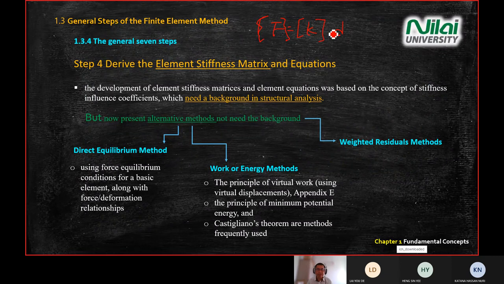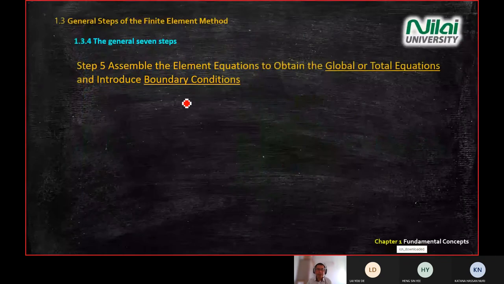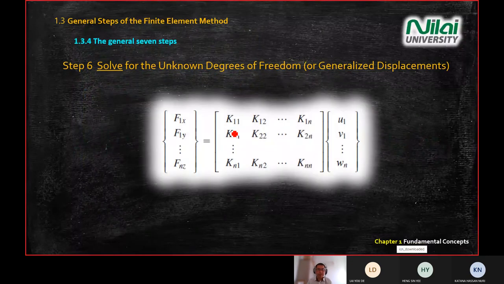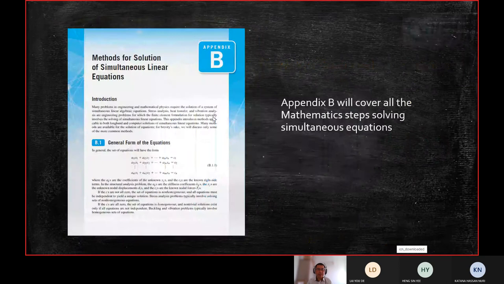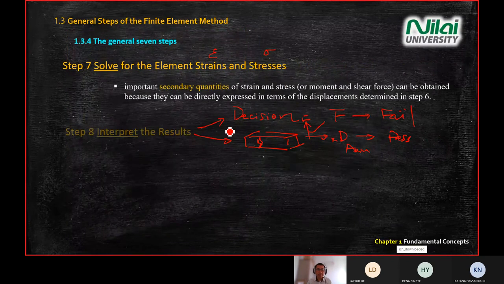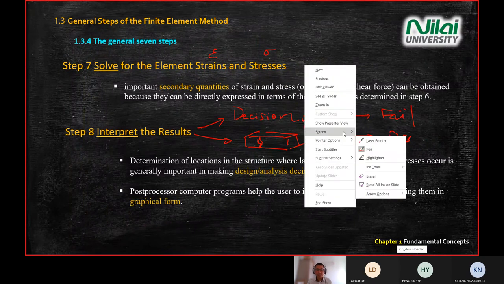You have F, K, and D. So we solve for K, put everything in this form, solve for K, then we solve for the D, the displacement, and then we solve for the unknown. So, okay, then put in the boundary condition, then solve for the unknown. Okay, solve the simultaneous equations, and then find the stress and strain inside the structure, and interpret the results. So these are the steps that we use in FEM.